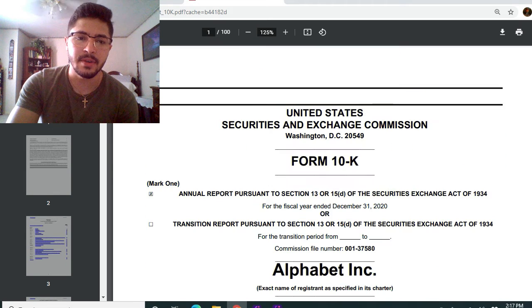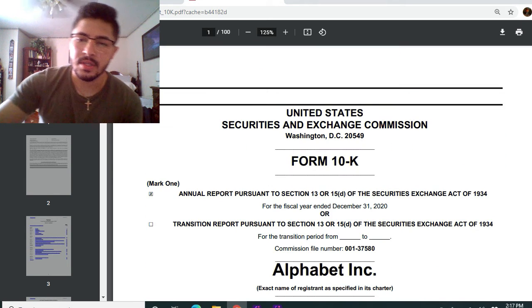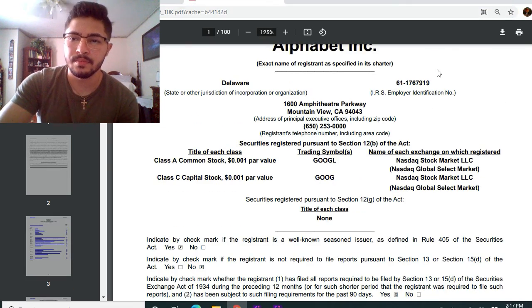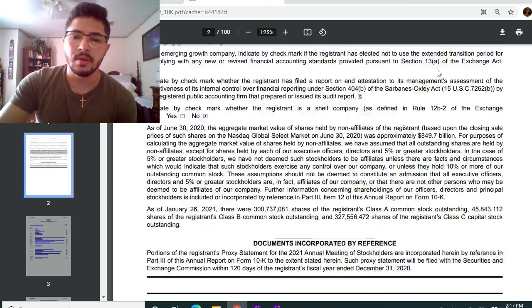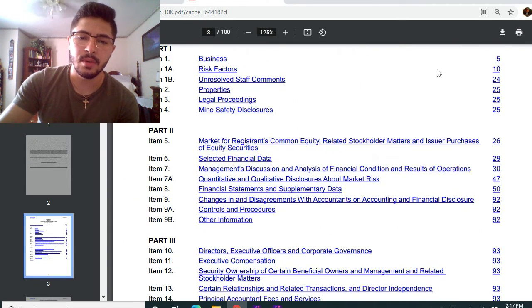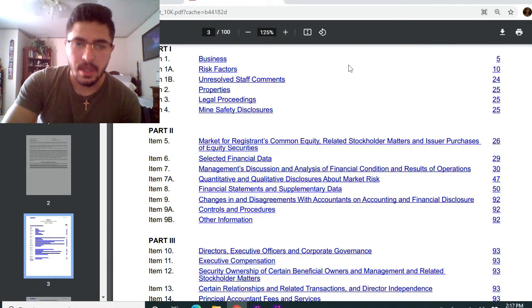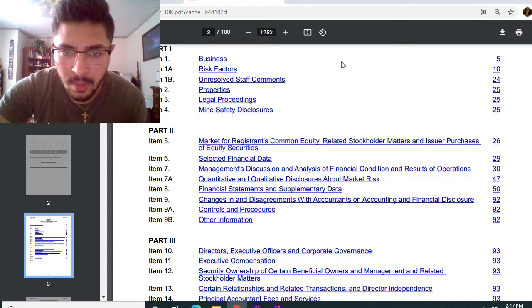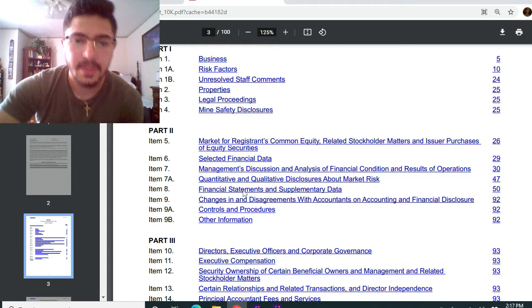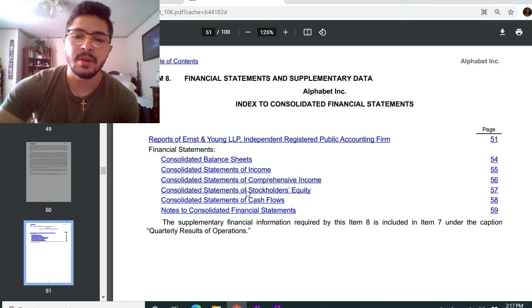Normally it takes you to the very top. This is like the table of contents almost. I just scroll down to where it shows my table of contents. Of course, I know what I'm looking for, which is my financial statements, and here it is right here. Financial statements and supplementary data.